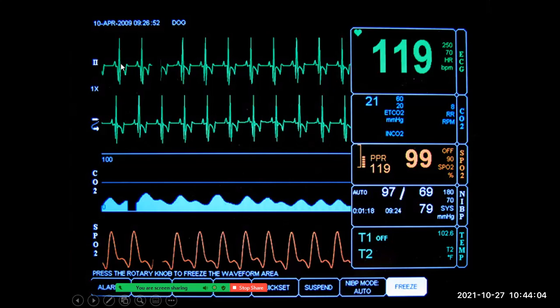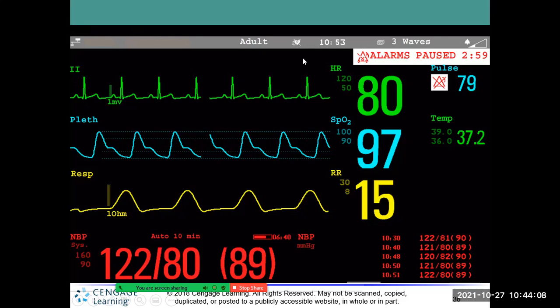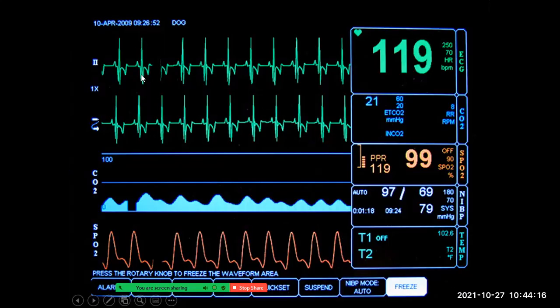Okay, and then here's another one. You can see the rhythm is very different on this one. This is normal sinus. There's PQRST. Very nice rhythm, no abnormalities. This one has a very pronounced QRS signal. Their rate is around 119. You can see here, their parameters are set a lot wider. 70 to 250 is that alarm range.